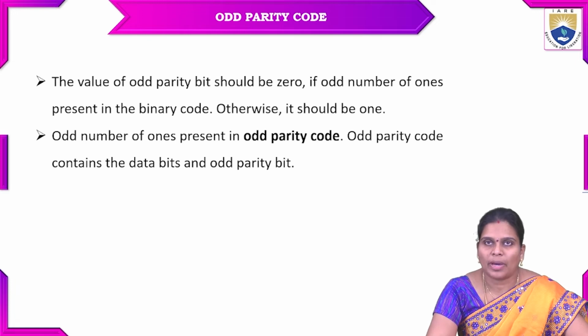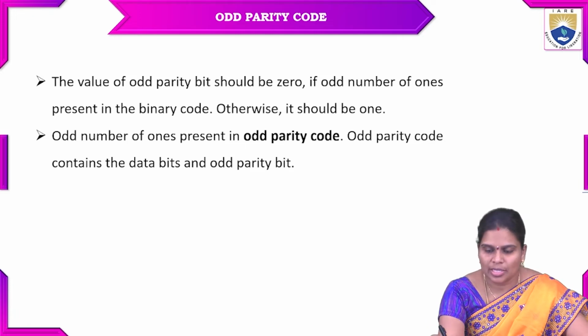Next one is the odd parity code. Parity code means whatever the data is, it depends on the number of ones, either even or odd. The value of the odd parity bit should be 0 if an odd number of ones is present in the binary code. Otherwise it should be 1. An odd number of ones is present in the odd parity code. The odd parity code contains the data bits and the odd parity bit.